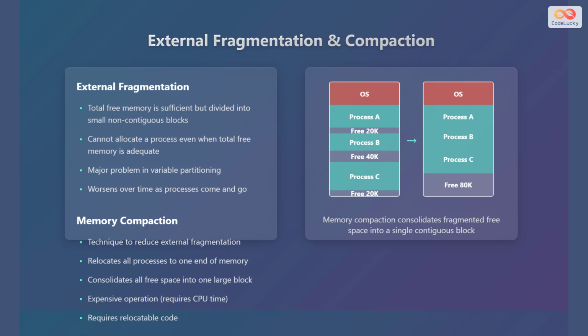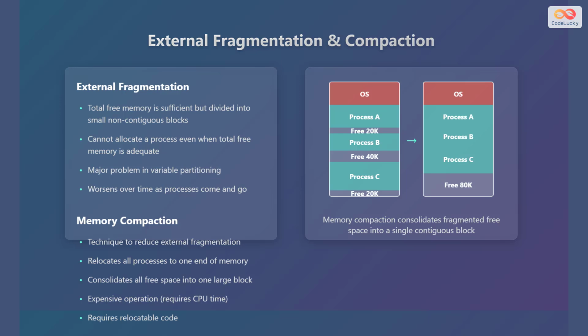Let's explore the concept of external fragmentation and how memory compaction addresses it. External fragmentation occurs when the total free memory is sufficient, but it is divided into small, non-contiguous blocks. As a result, the system cannot allocate memory to a process, even when there is enough total free memory available. External fragmentation is a significant issue in variable partitioning and tends to worsen over time as processes are allocated and deallocated.